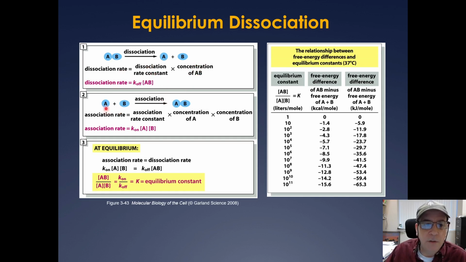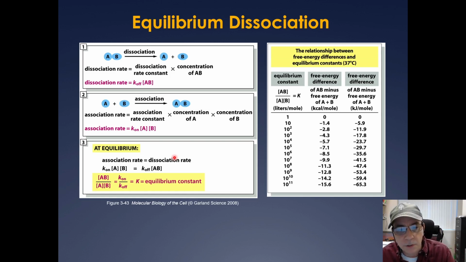Association is just the opposite, where you have A and B coming together to form AB. The association rate is equal to the association rate constant times the concentration of A times the concentration of B. When you have equilibrium, meaning the association is equal to the dissociation, you get K on [A][B] is equal to K off [AB]. Okay, so then you can find your equilibrium constant.